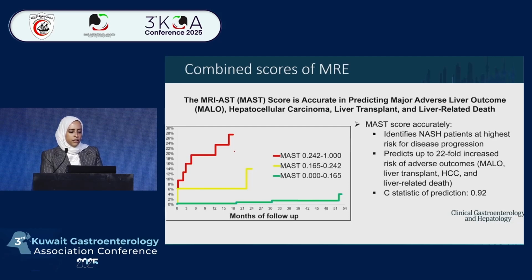And actually, these results have shown that not only do they identify NASH patients at highest risk for disease progression, it predicts up to a 22-fold increase of adverse outcomes, from major adverse liver outcomes and hepatocellular carcinoma, liver transplantation, and liver disease death. And it has a C-statistic of prediction of 0.92, which is excellent. So for these patients that are difficult for us to place, and we want to know where they are, perhaps doing this combined MRI AST score can help us identify those patients.